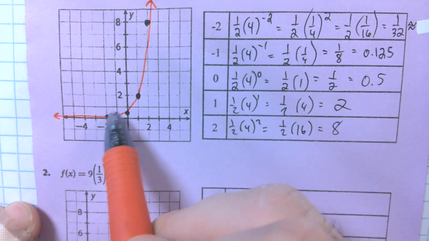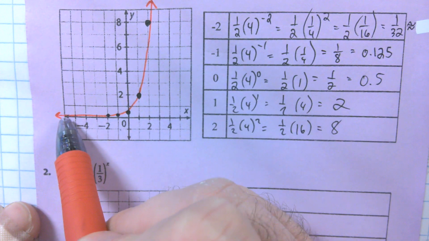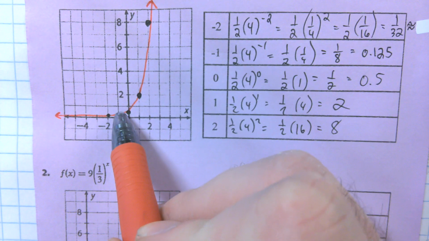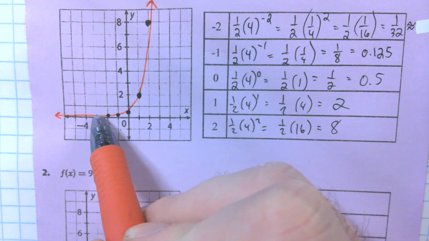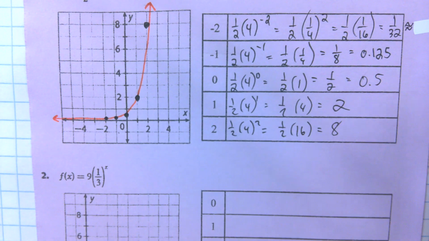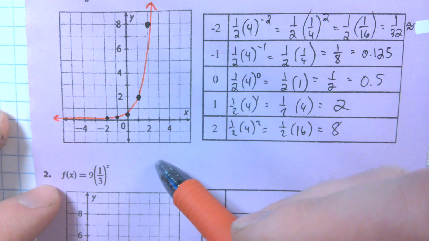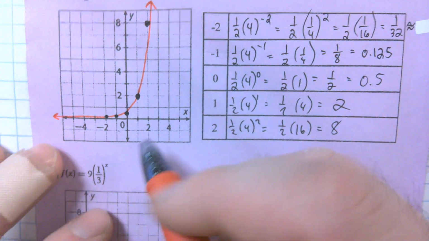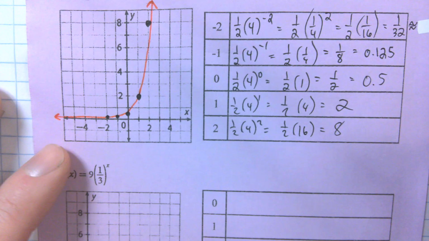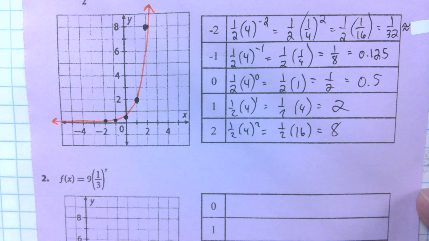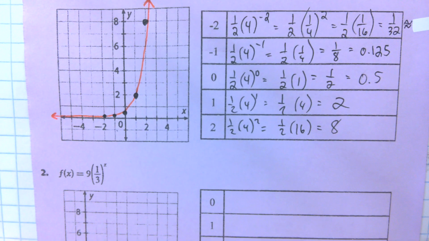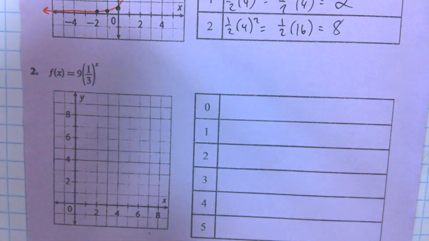Now, this bottom line, we don't want to go through the x-axis. It's going to look like a flat line when we get down to this point. It's technically not, but with the space that we have and our eyes being the way they are, it's going to look like a flat line. But we got to remember, technically, it's not a flat line. All right, let's take a look at the second one.